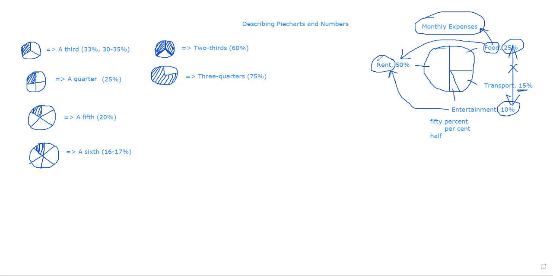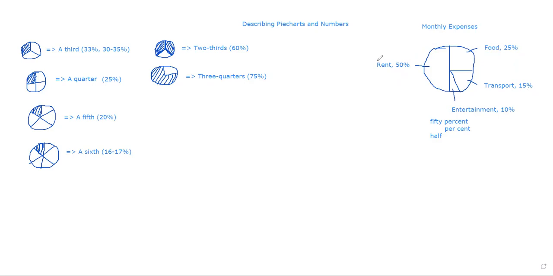Okay then. So these are the strategies that you can use to describe pie charts and numbers. And lastly, there is a very small topic that we are going to discuss and then conclude our session. It's going to take only maybe 1 or 2 minutes. A couple of more minutes.